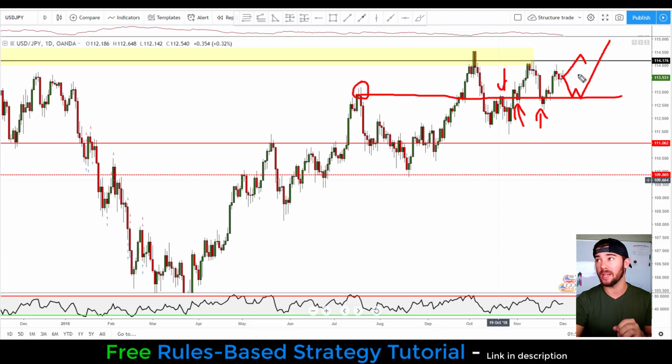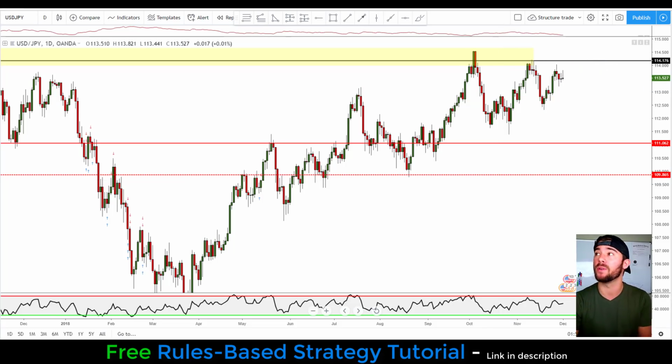And also, looking for that pullback to this level around 112.75 for possible long trades on this pair as well. And that's what we're looking at on the dollar yen. Let's go ahead and move on to our next pair.